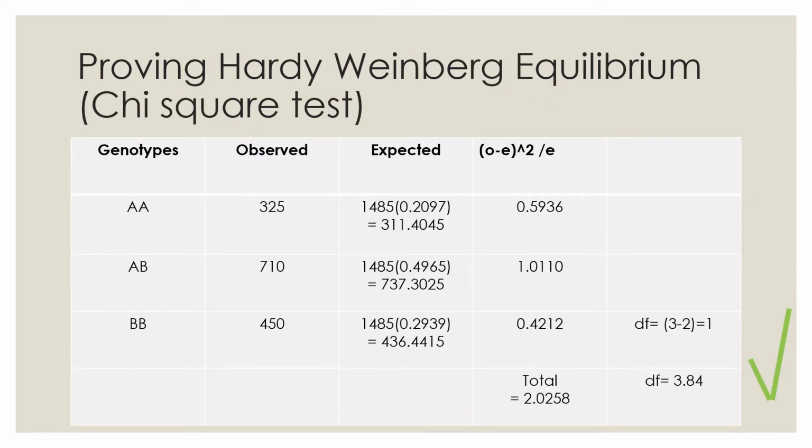Now we perform our chi-square test. We take our observed and expected. You get this total number down at the bottom of the chart, and you compare that to your degrees of freedom, which is number of genotypes minus number of alleles, and you compare those, and if they're within 5%, you do have a Hardy Weinberg equilibrium, so we do.